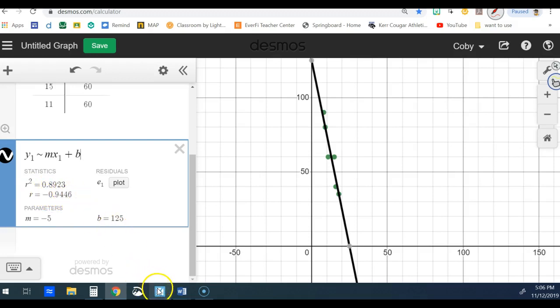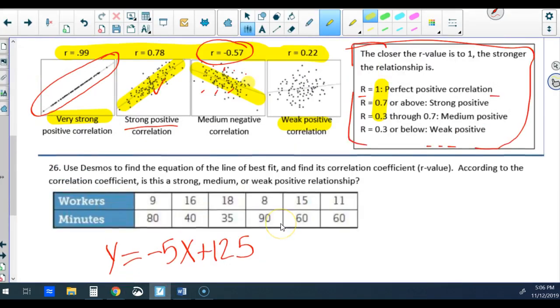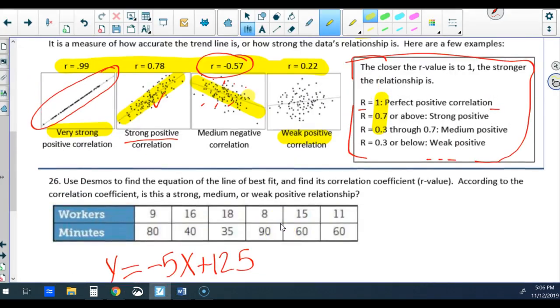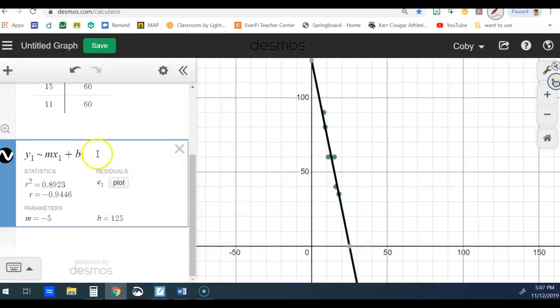The r value, -0.94. That is very high. That's close to 1. Look back up here, -0.94 is going to fit in this range here. Now, what am I doing? I'm just talking and not thinking. 0.94 is going to be in this range here, 0.7 or above. That is a strong positive correlation if it were a positive number. If we look back here, though, this is a negative trend line, a negative 0.94.